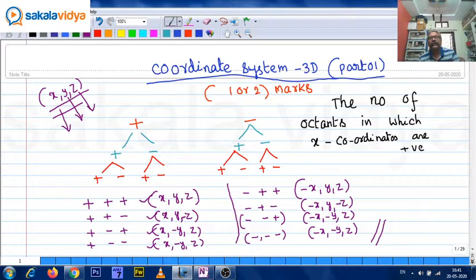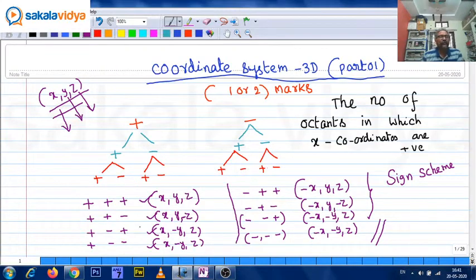You might have understood the sign scheme of the points in the different octants. Octants are nothing but compartments, just like rooms itself only. The 8 rooms are there. In those 8 rooms, the coordinate system, the sign scheme will be like this. Sign scheme we have discussed. Coordinates as well as sign scheme. Okay, you might have understood now.